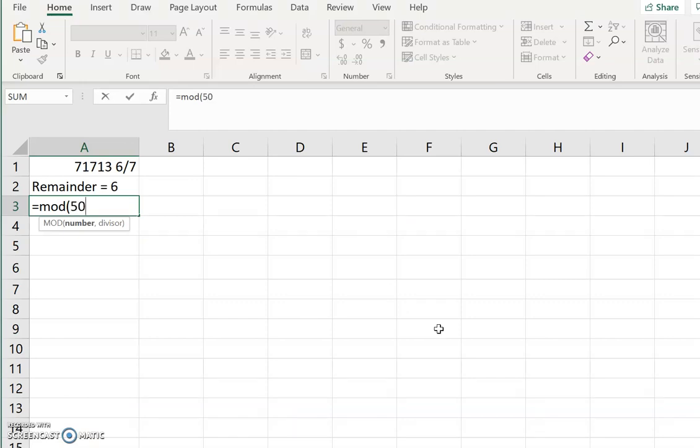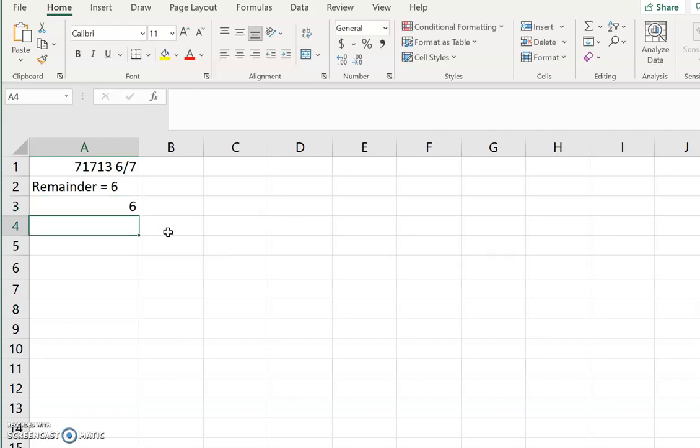501,997, okay? And then comma, this is going to say divisor. What do you want to divide by? In this case, we wanted to divide by 7. All right, I close that out. I'm going to hit enter. Oh, look at that. I got 6. I got the same thing that we got when we did the division up here.